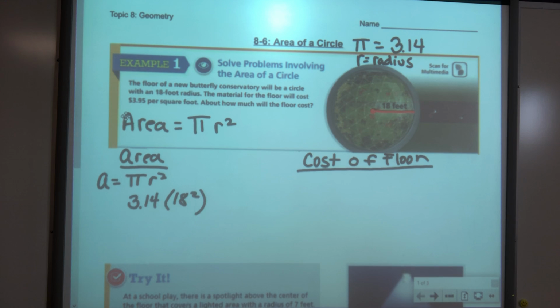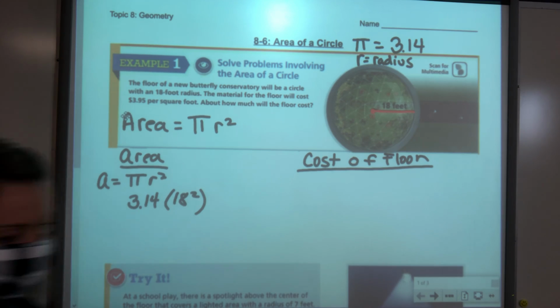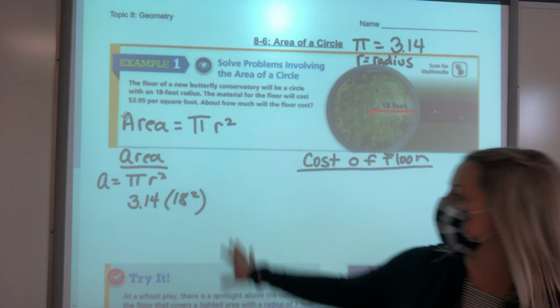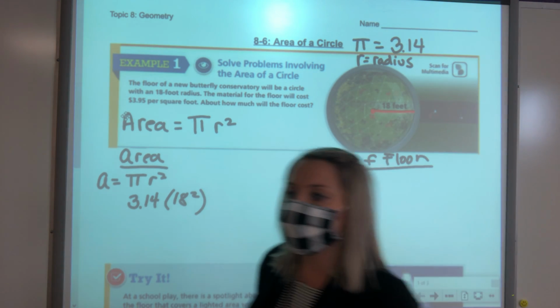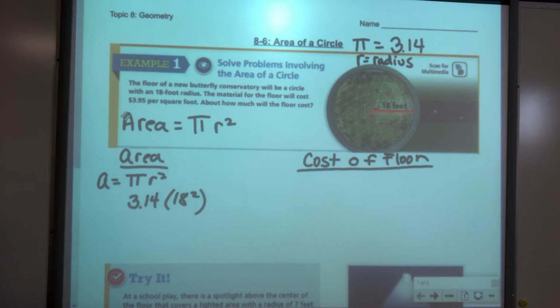What I want you to do on this one is do 18 first. So then I do 18 squared. Now times 3.14. Because order of operations works better on that calculator if you do the squaring first and then multiply. You okay on those calculators? You guys okay? All right, let's look at Desmos.